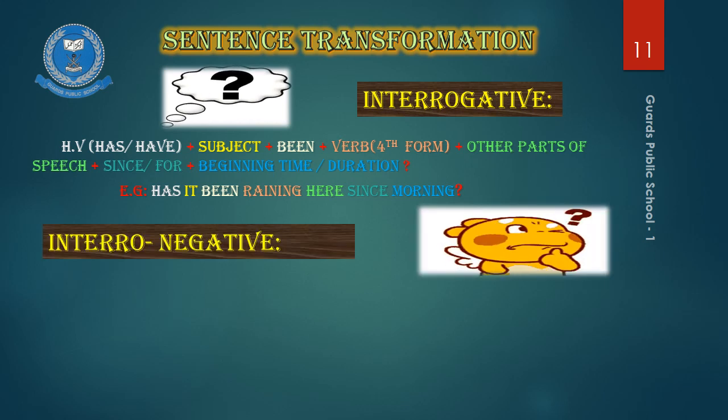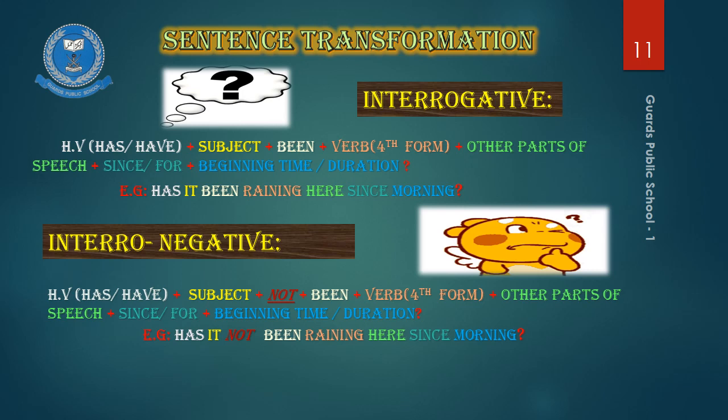Likewise, in the intro-negative form, we have a helping verb in the beginning, then the subject, the word not, an auxiliary verb been, the verb in its fourth form, the other parts of speech, since or for, and the beginning time or duration of an action. For example, has it not been raining here since morning?